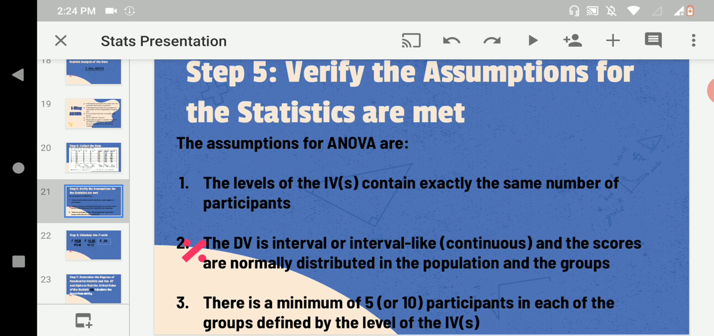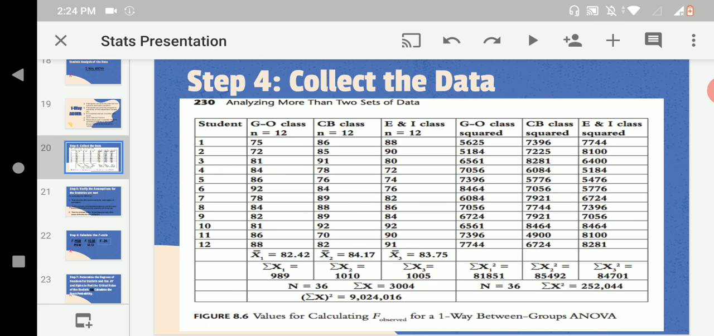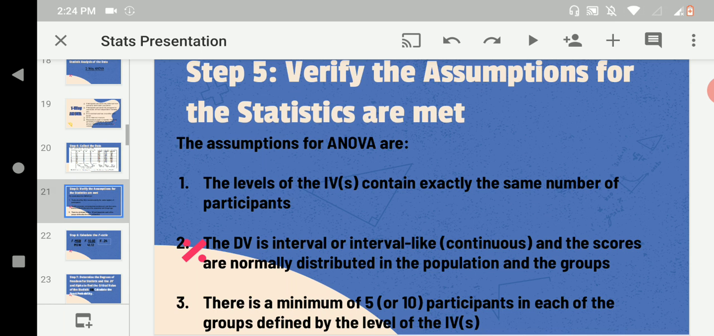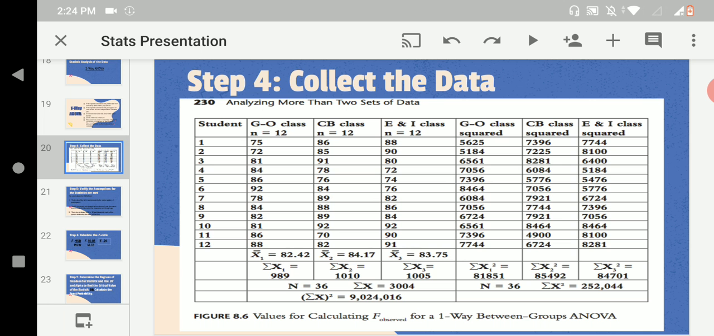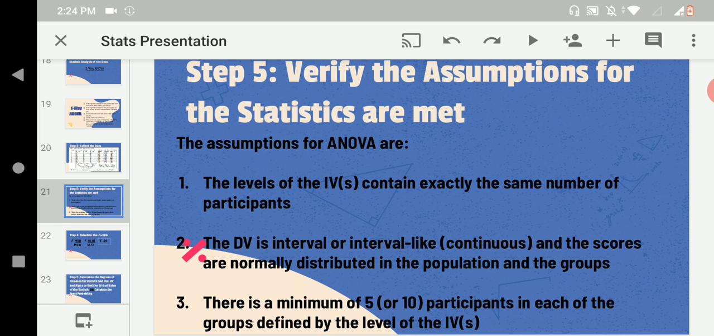Next, number 3, there is a minimum of 5 or 10 participants in the groups defined by the levels of the IV. So do we have 5 or more than 5? Yes, we have more than 5 because we have 12 participants in each class or in each group. So we already verified that the assumptions for the statistic are met.